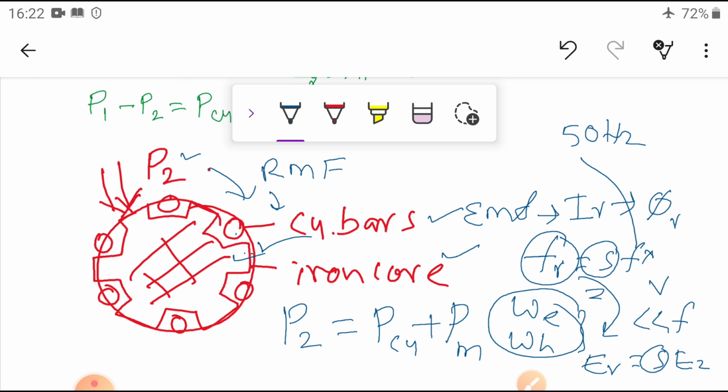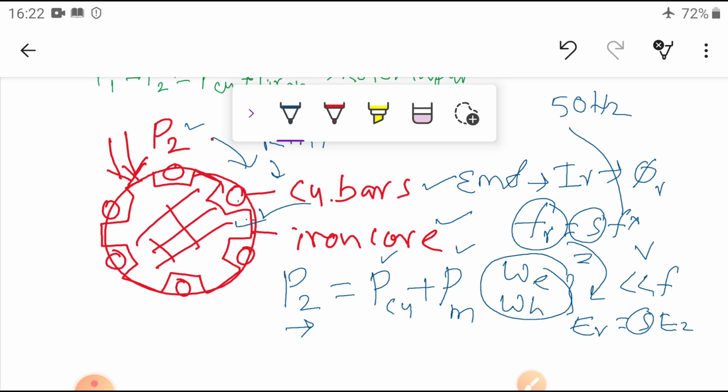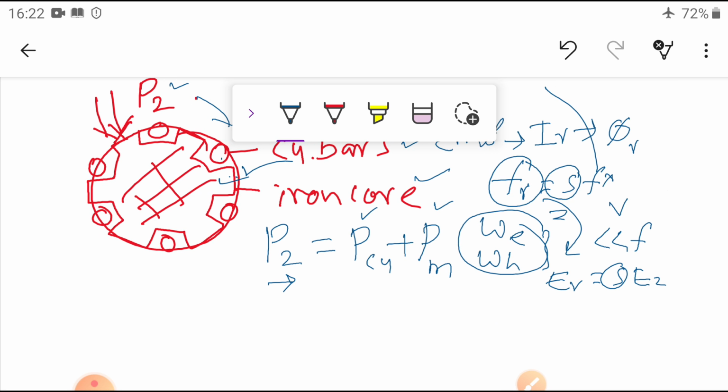That means whatever input is given to the rotor is equal to the copper losses plus the remaining power, which develops the total mechanical power in the rotor. So what is the input? P2 is the input to the rotor, PM is the mechanical power developed in the rotor, and P copper loss is the loss that takes place here.